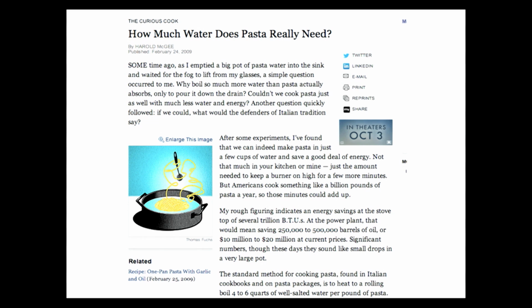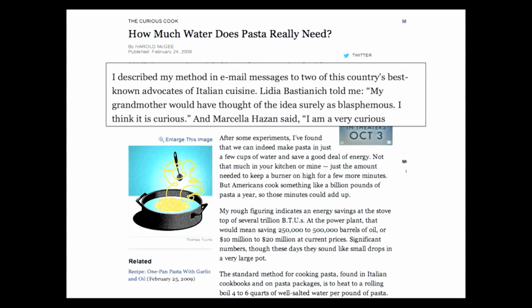So Harold asked this question, and he said, let's see up here: Why boil so much more water than pasta actually absorbs, only to pour it down the drain? Couldn't we just cook pasta just as well with much less water, less energy? Another question quickly followed. If we could, what would the defenders of Italian tradition say? So next he goes on, and I described my method in email messages to two of this country's best-known advocates of Italian cuisine. Lidia Bastianich told me, my grandmother would have thought of this idea surely as blasphemous. But I think it's curious.